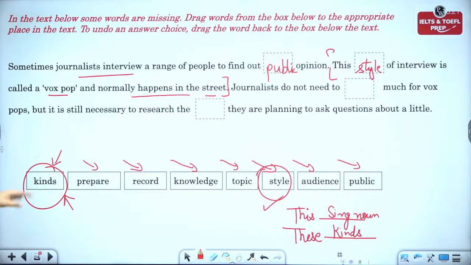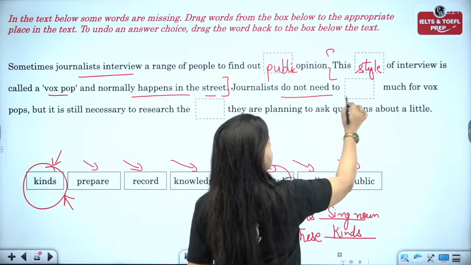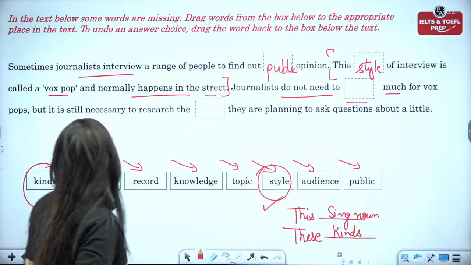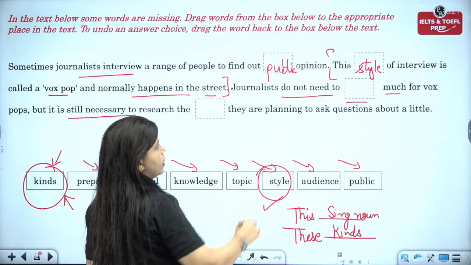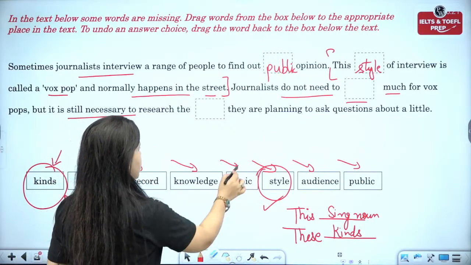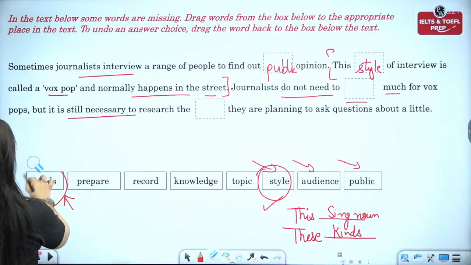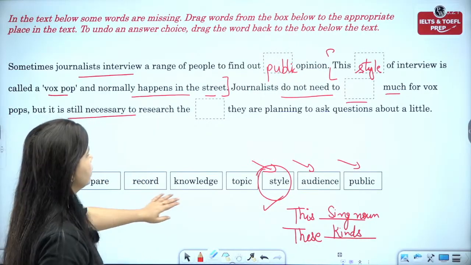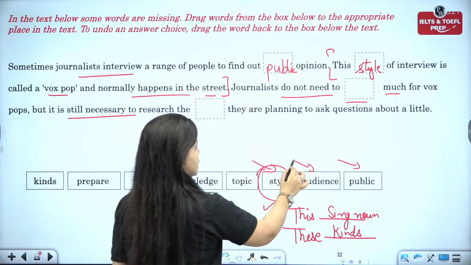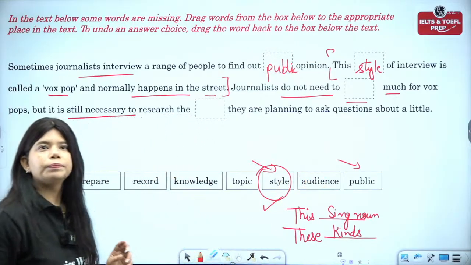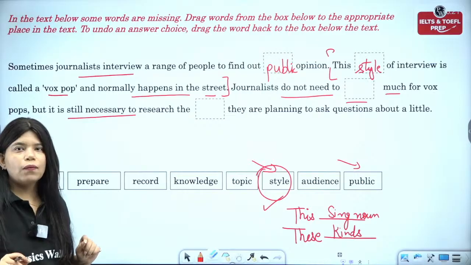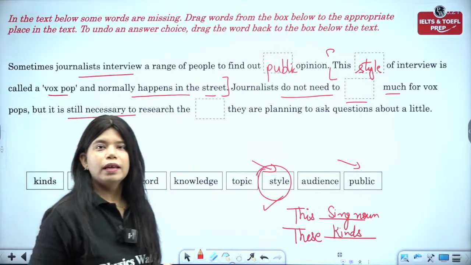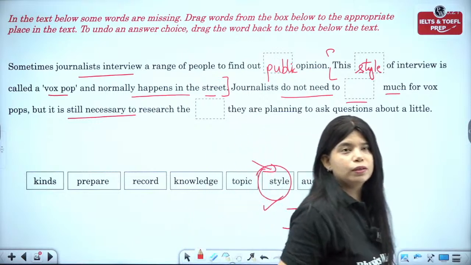Okay. Moving on, journalists do not need to dash much. Journalists do not need to dash much for vox pops, but it is still necessary to research the dash they are planning to ask questions about a little. So that means what we are done with already. We are done with the word public as well as style. These are the two that we are done with. Let's get the remaining two answers from the remaining options. So why don't you post answer number 3 in the chat box in the next 1 minute, because it's super simple.